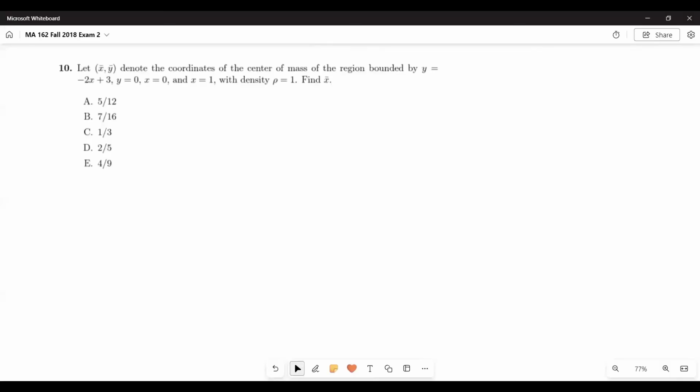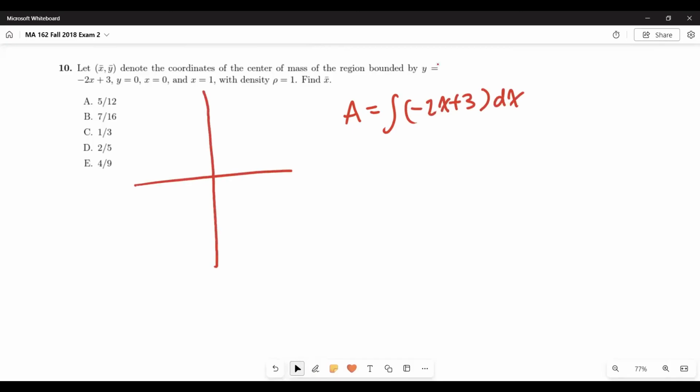Okay, so this question asks to find the centroid, or the center of mass, for the x coordinate. We are given y is equal to negative 2x plus 3. So let's find the area first. Area is the integral of negative 2x plus 3 dx. You might be curious why that equation comes out like that.